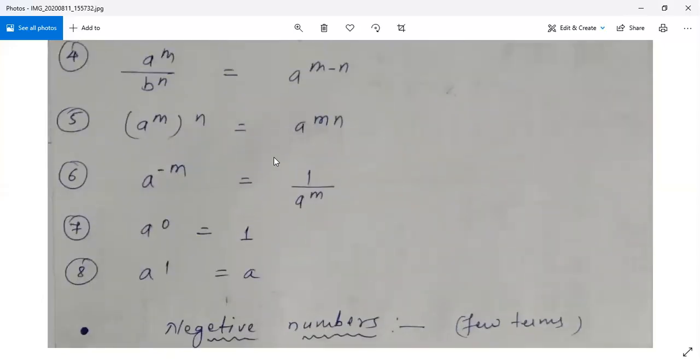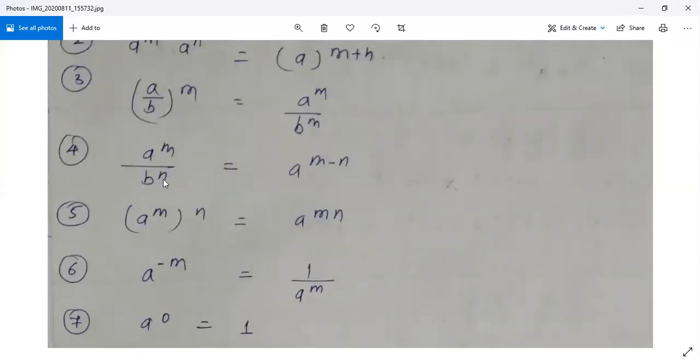Then in the next formula, we have the same base. Here by mistake I have written b instead of a. So the formula is a to the power m upon a to the power n. I am reminding you once again, if you are writing it in your notebook, please write it correctly: a to the power m upon a to the power n, the fourth formula. a to the power m upon a to the power n is equal to a to the power m minus n. If the base is same, then the powers will be subtracted.